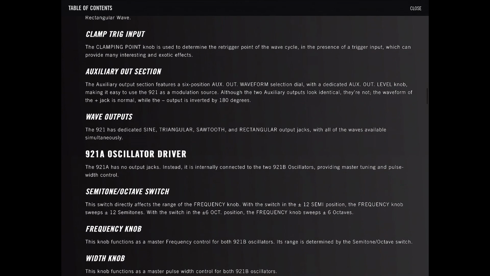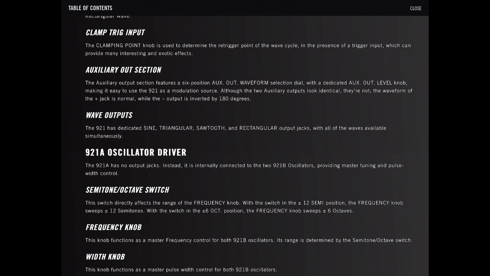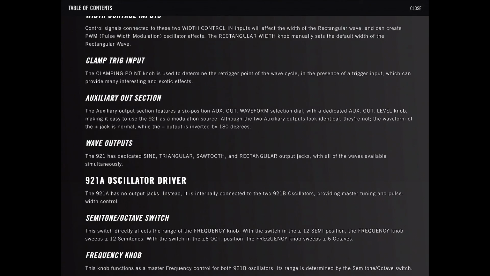The auxiliary out section provides 6 different waveforms, and the 2 audio outputs are not identical. The plus jack is normal and the minus jack is inverted by 180 degrees. This Moog Model 15 loves to do inverted signals with minus 180 degrees. I'm too much of a noob to understand exactly where that's used, but I'm sure more advanced synth designers can use that to great effect. And then we have the standard 4 audio output jacks.